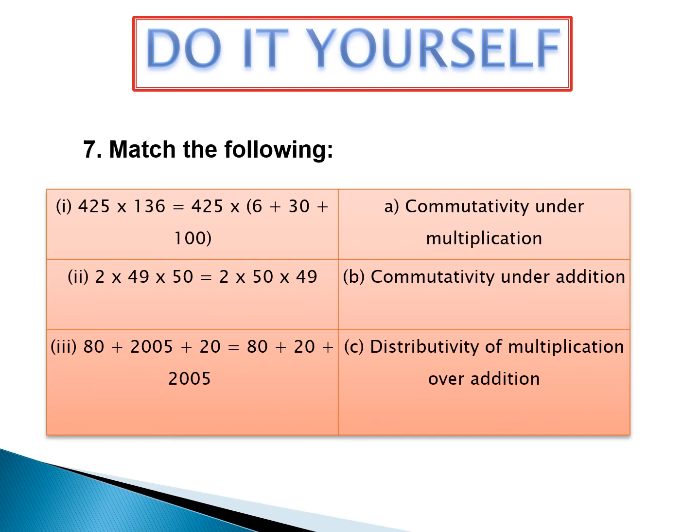Children, now do it yourself. I want you to do question number 7 yourself. Question number 7 is match the following. There is a table given. You have to match the left and right columns. On the left side there are examples given and on the right side the names of the properties given. So you have done earlier also. I have sent in worksheets. Now this is the same question. You have to match the columns. I hope you can do it yourself.